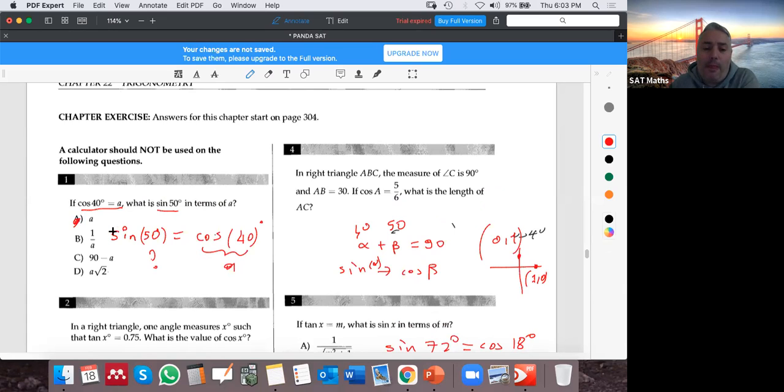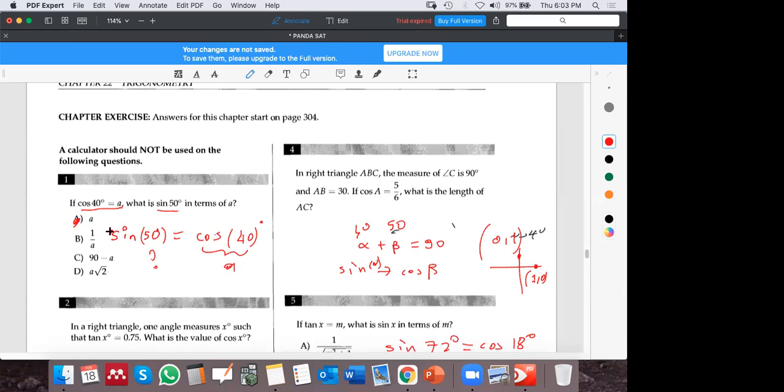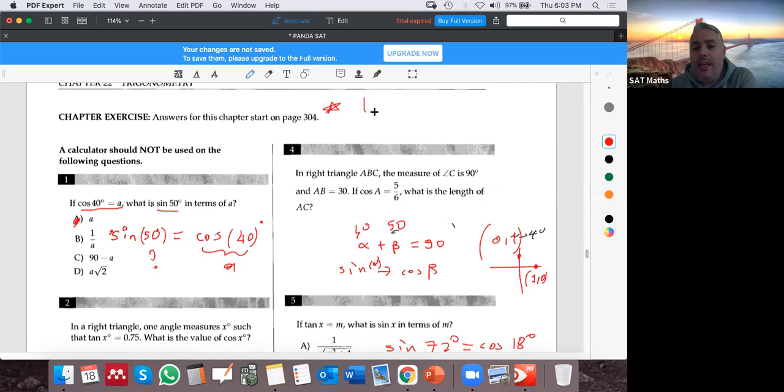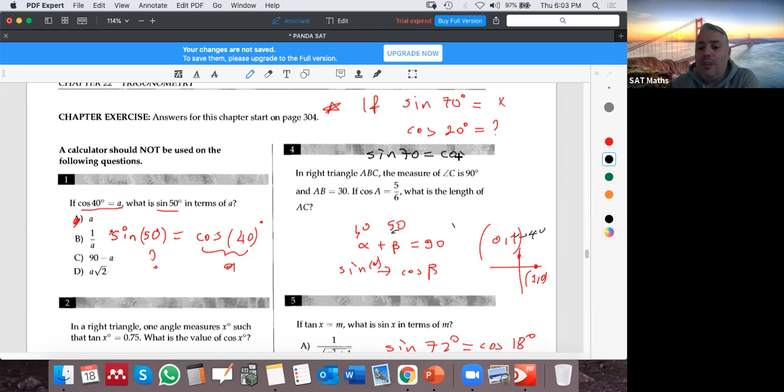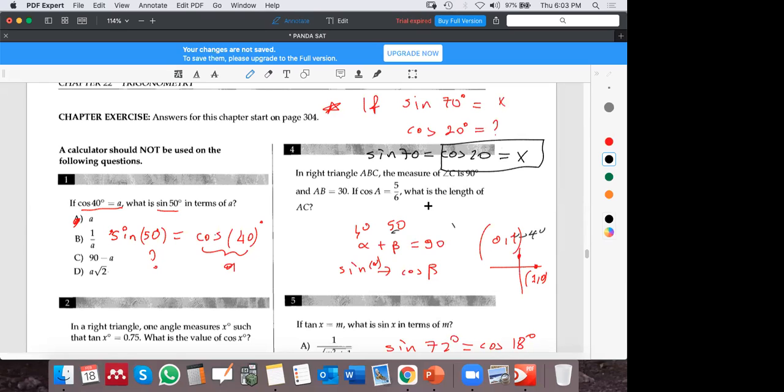Tamam? Yes or no? Okay, let me write one question in my mind. If sine of 70 degrees is X, what is cosine of 20 degrees? This is the question. What is the answer? Is it 10? Sine of 70 is equal to cosine of 20. So cosine of 20 is X. The answer is X. Finished.